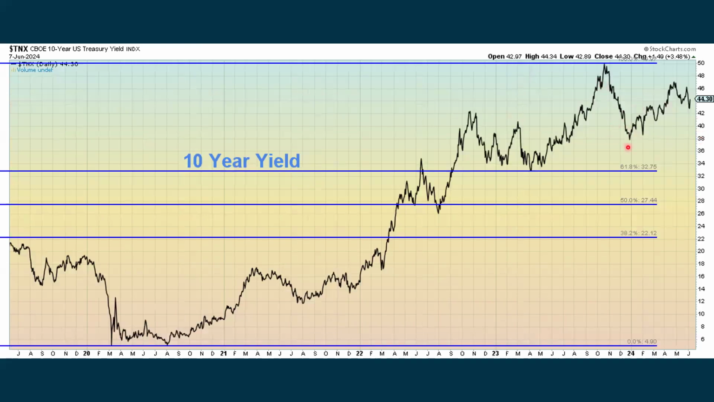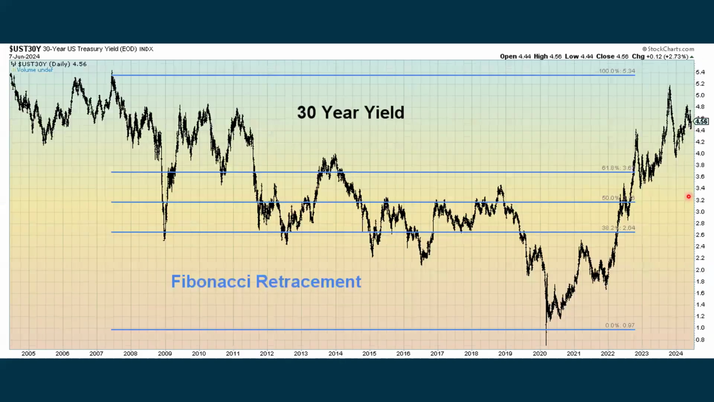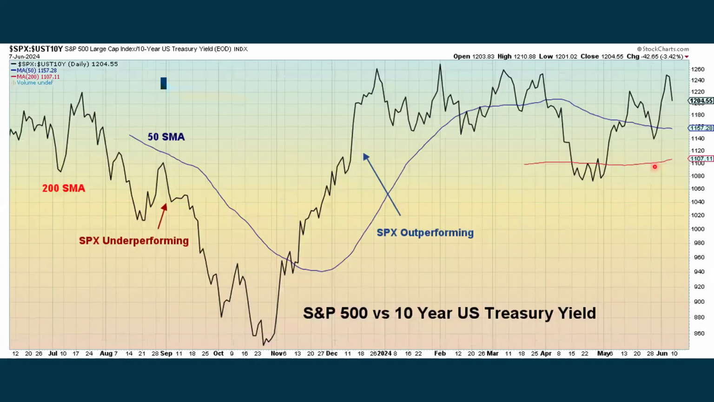Here's a Fibonacci study with the 10-year yield, not really showing us anything now. This is a longer-term look at the 10-year yield, where we are starting to break out into areas that we hadn't seen in over 40 years. So we're starting to shift more towards a higher interest rate environment. Here's the 30-year yield. Again, not really hitting any fib retracement levels right now.